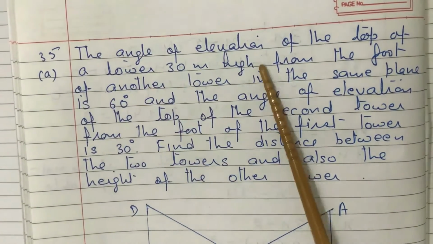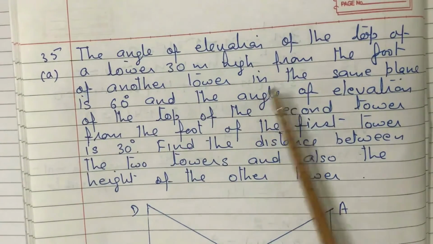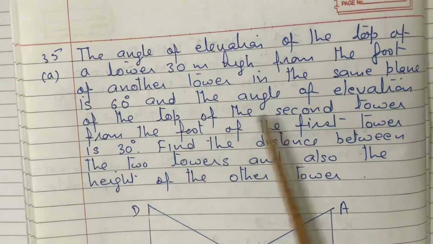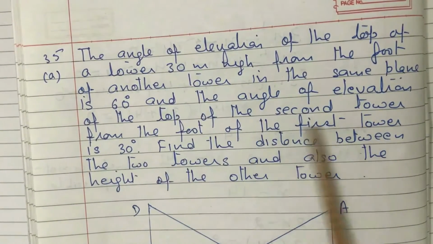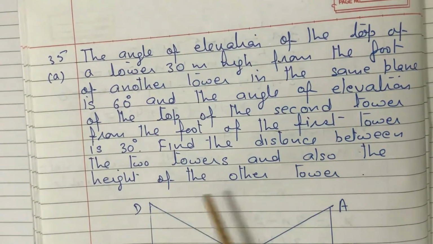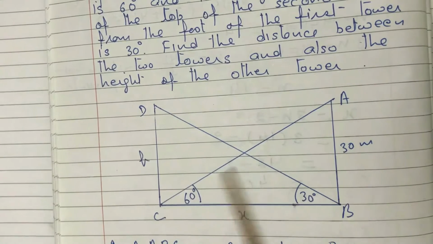Now question number 35a part. The angle of elevation of the top of a tower 30 meter high from the foot of another tower in the same plane is 60 degree, and the angle of elevation of the top of the second tower from the foot of the first tower is 30 degree. Find the distance between the two towers and also find the height of the other tower.